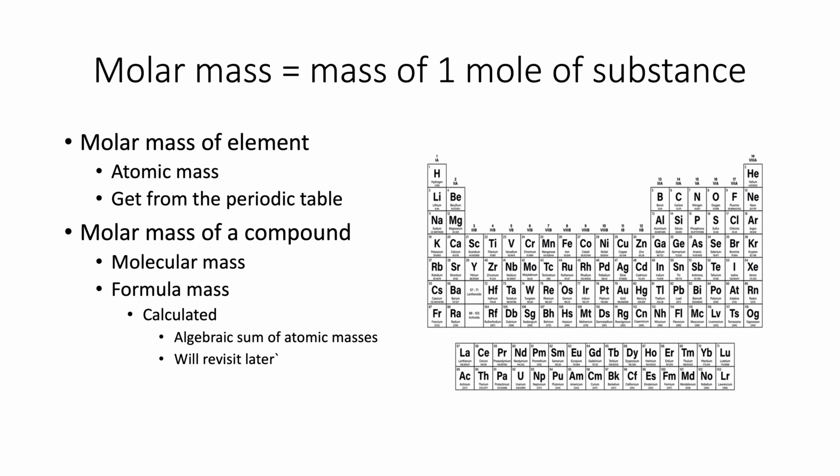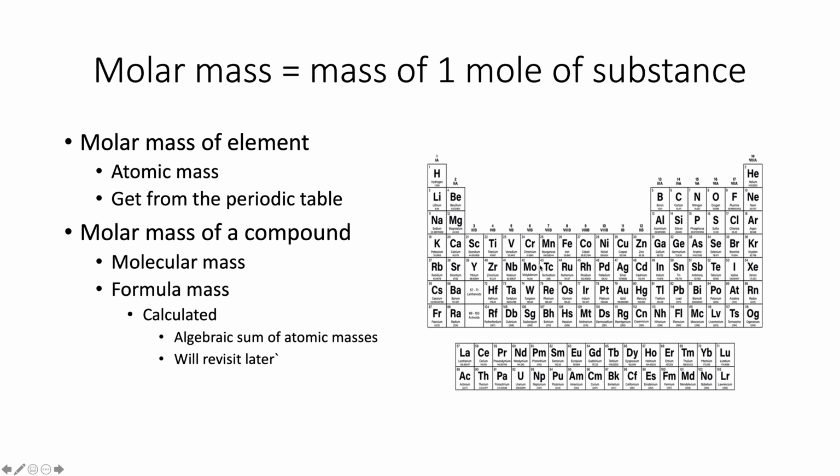Another concept is molar mass. We talked about atomic mass. Remember, the average of the masses of the isotopes. So molar mass for an element is called the atomic mass, which you get from the periodic table. On this one in particular, it's kind of hard to read just on the slide.